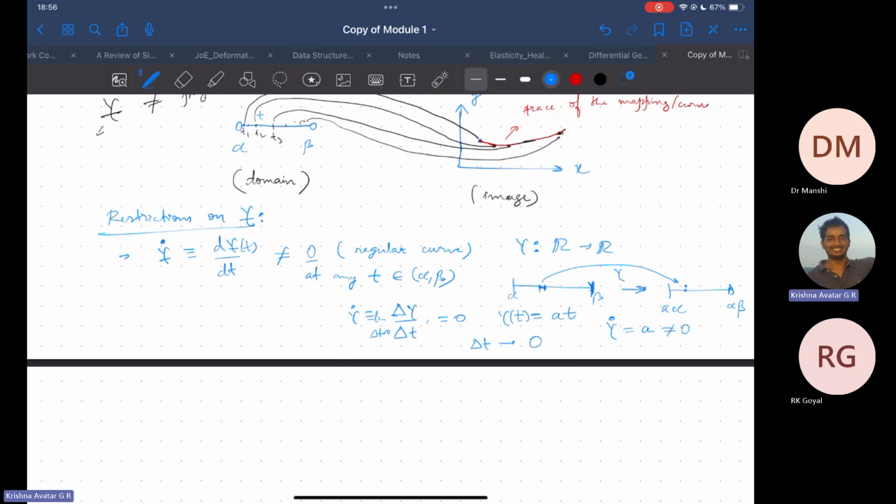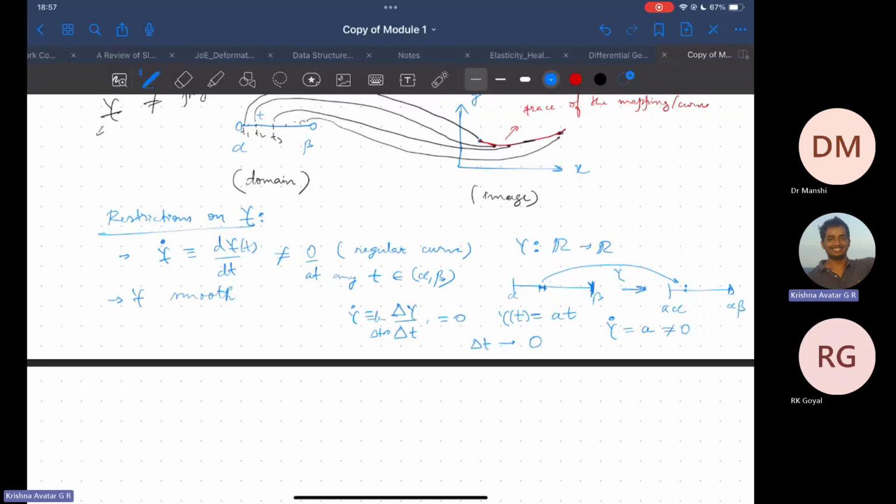Because of this, it will also be smooth. We also want the curve, or the map, to be smooth. This is the second restriction: besides regularity, we also want gamma to be smooth so that we can carry out other operations.